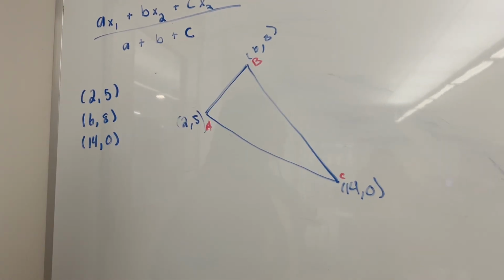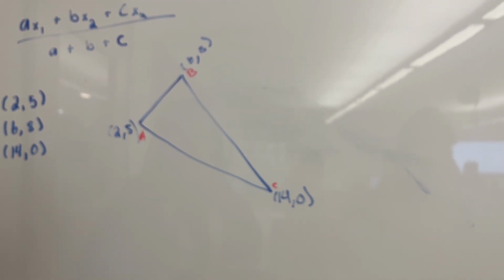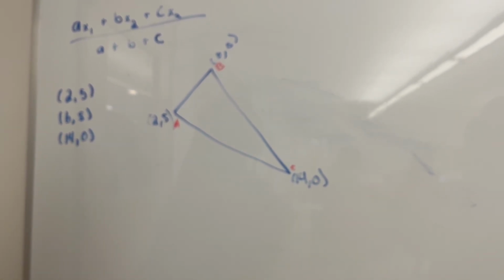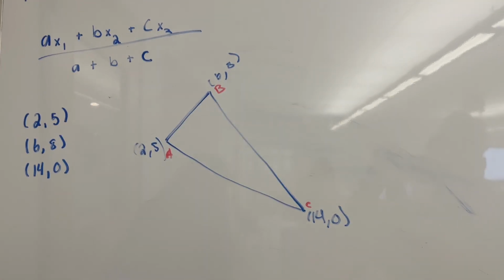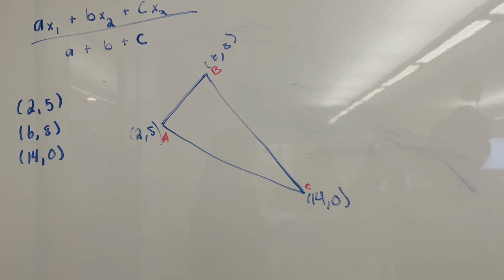Right here we have A, B, C, which is basically giving each point its identity, and you're just labeling them. So (2, 5) is A, (6, 8) is B, and (14, 0) is C.